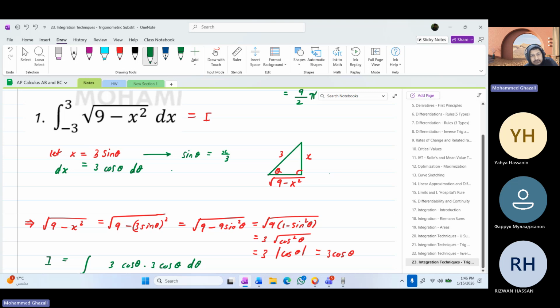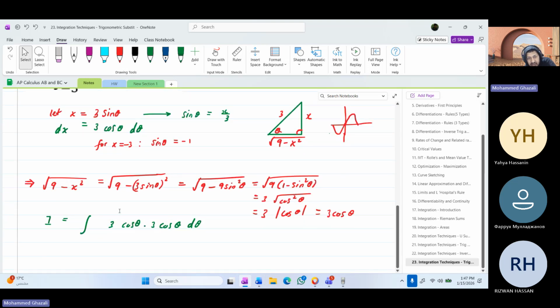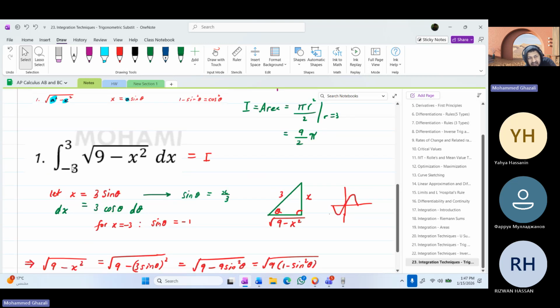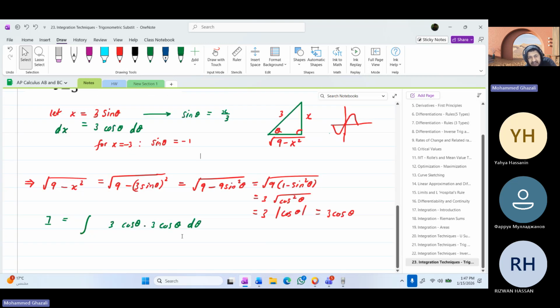We need to write for x equals -3, sine theta is equal to -1. Now, when is sine theta equal to -1? Let's look at the sine graph. So we want to know what is the value for theta here. Remember, we have to change the boundaries of the integral. These are x values, -3 to 3. So now we need theta values.